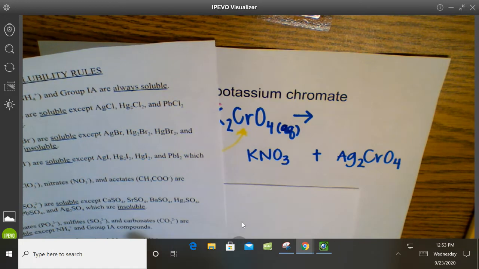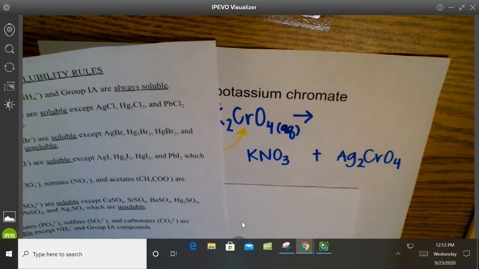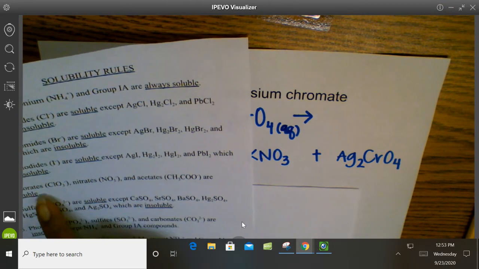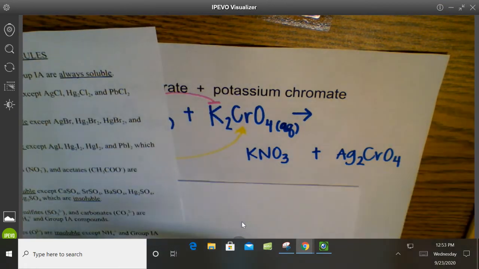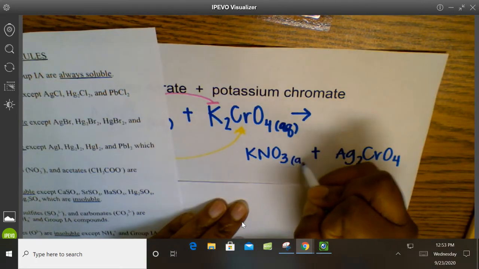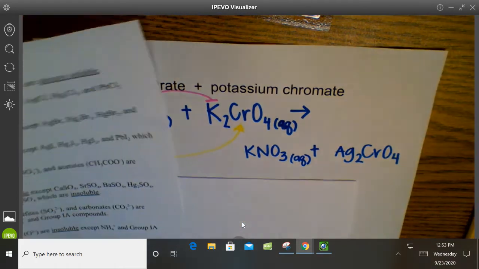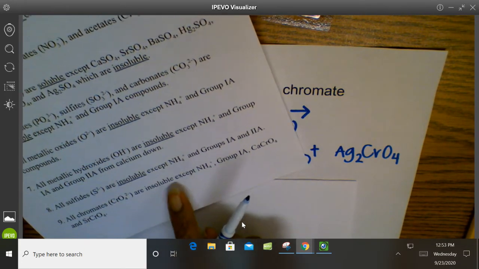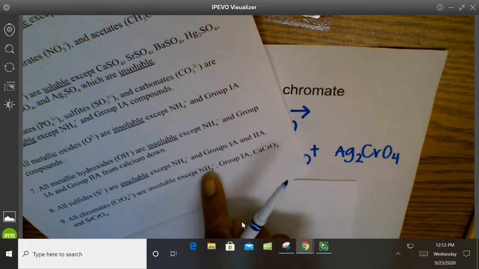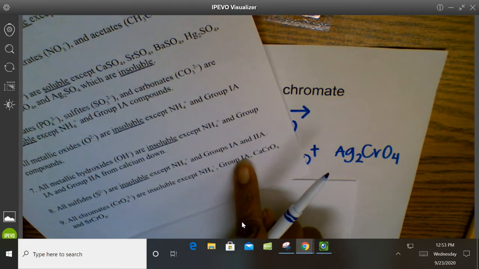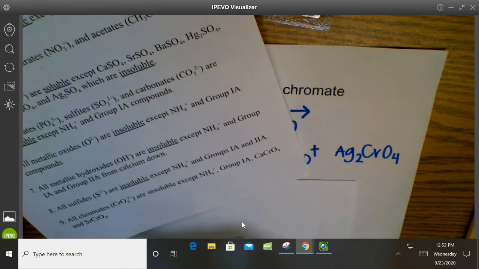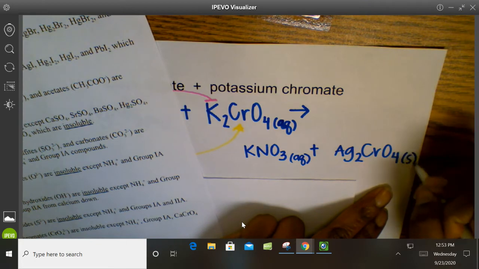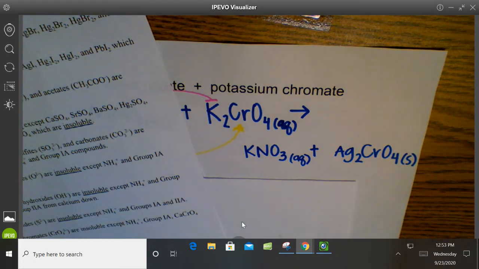So then I need to come here to my solubility rules, and I'm going to look for my nitrate. And I find my nitrate, give me a second, I lost it earlier, right here. Okay, nitrates are soluble. So it means anything connected with that nitrate is also soluble. So it's going to be aq. And then chromates at the bottom, that's number 9. Chromates are insoluble unless it's connected to ammonium, anything from group 1A, and then these two elements from group 2A. Silver is a transition metal. It's not from any of those groups, so that is my solid.